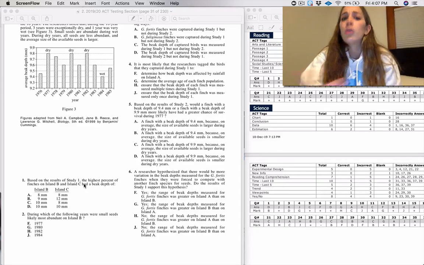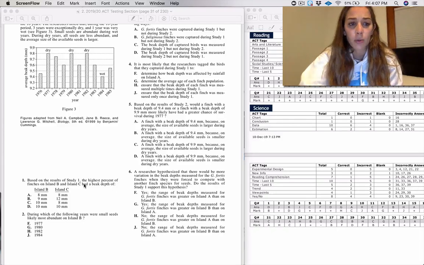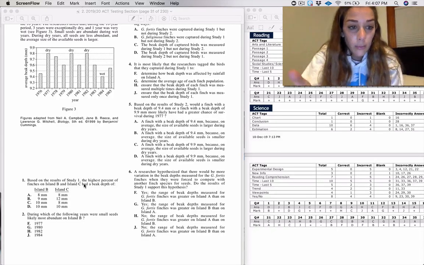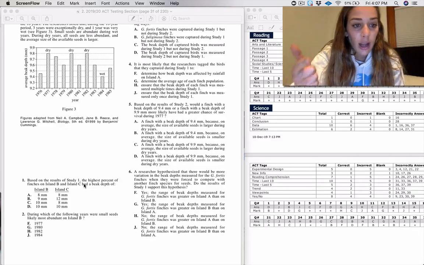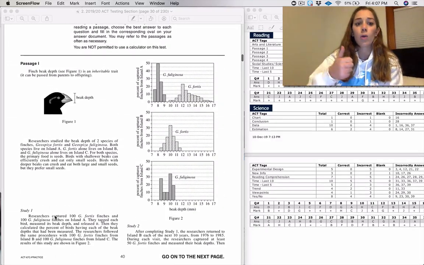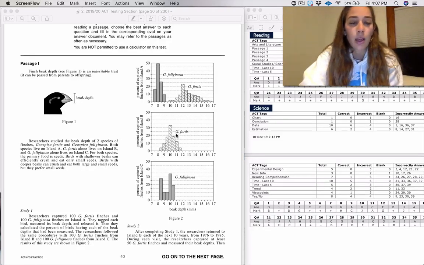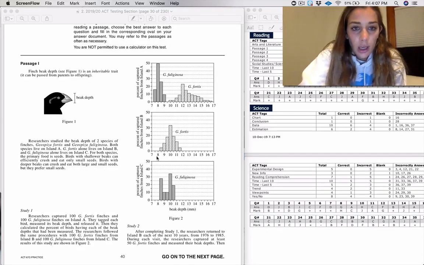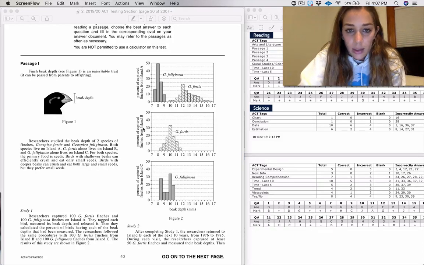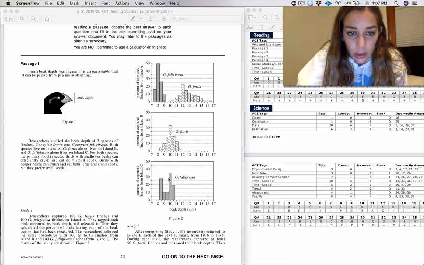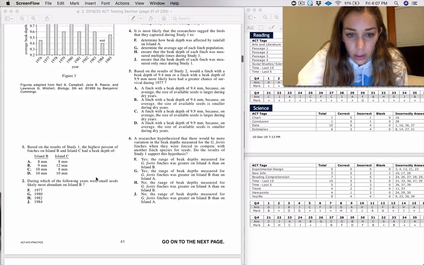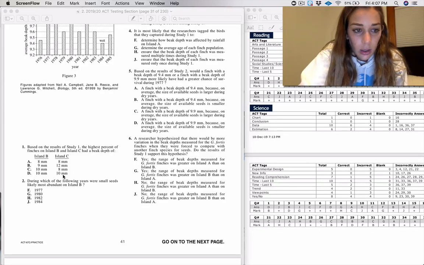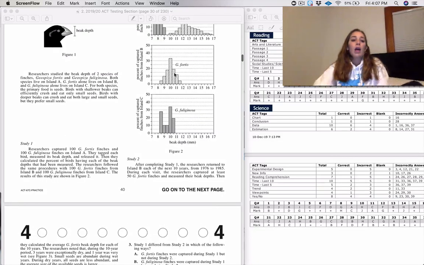Now I tell the students you need to repeat certain things in your mind when you go back. So what are we repeating? We're repeating study 1 and highest percent of finches on island B and island C. So I'm telling myself, okay, study 1, highest percent of finches on island B and island C. So now where do I look? I'm looking at study 1. I'm looking at island B over here and island C. The highest percent of finches on island B, right? You can see over here. And you can see over here, right? So what are their beak depths? Both of their beak depths are 10. And you go back and you see it's answer choice D, 10 and 10.